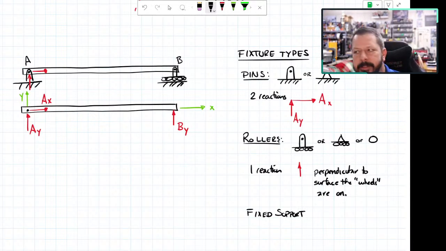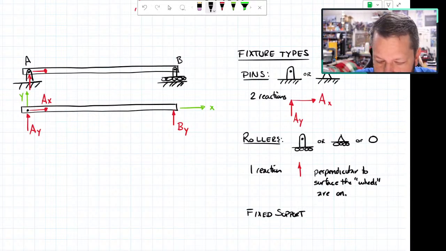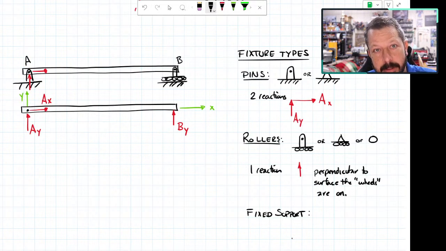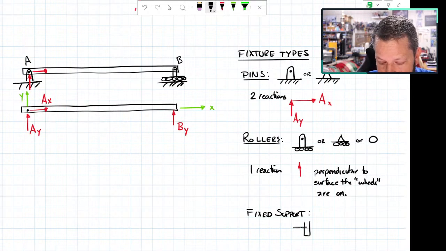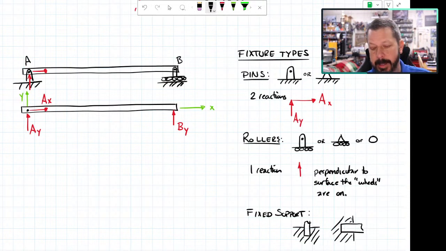This one won't really show up too much in trusses. It'll show up later in the quarter, so I won't spend too much time on it. But basically, it is like a signpost that's buried in the ground, and it might actually look like that. This might be a fixed support, or maybe you could have it horizontal. Something like that.